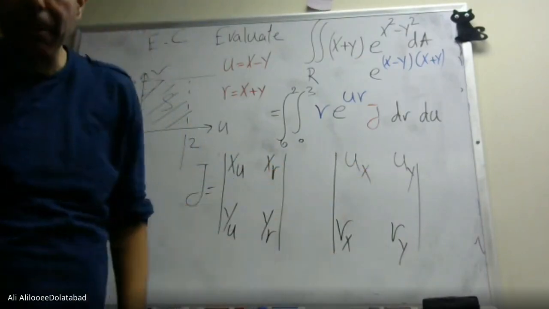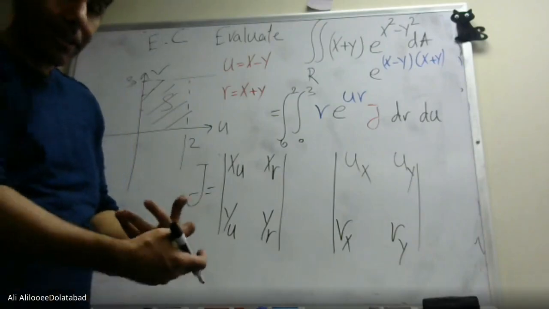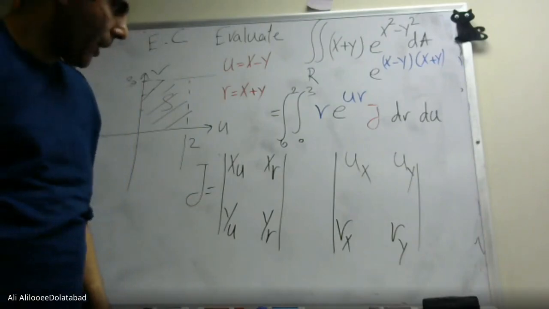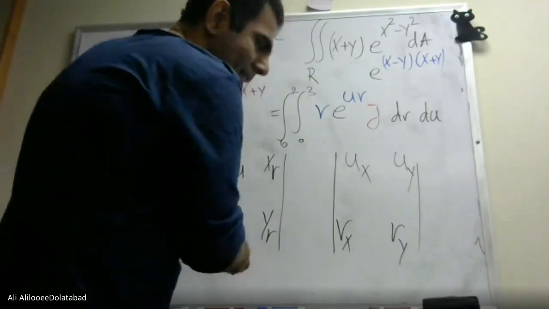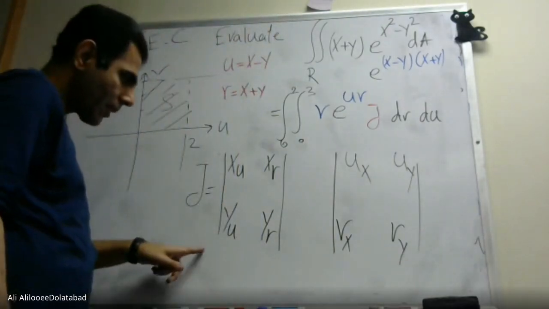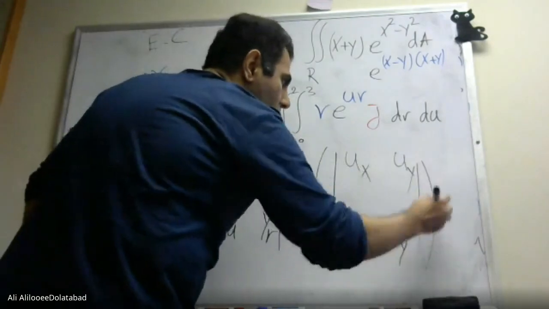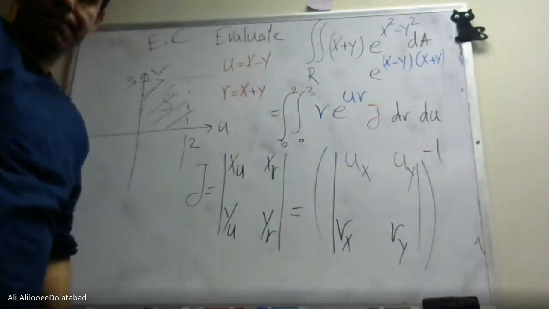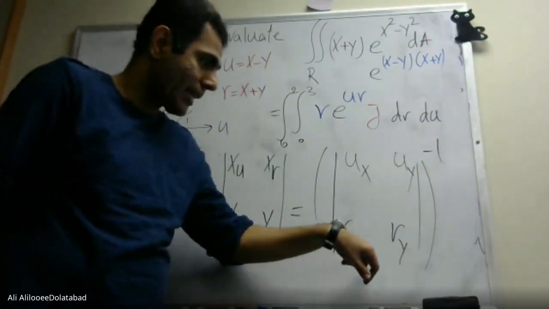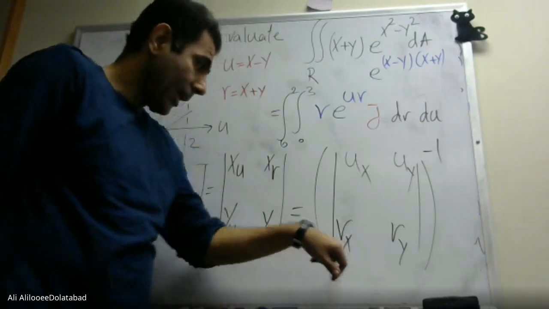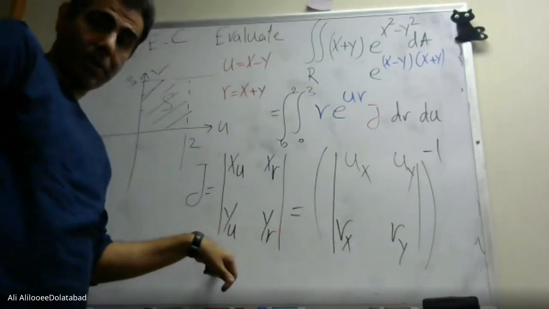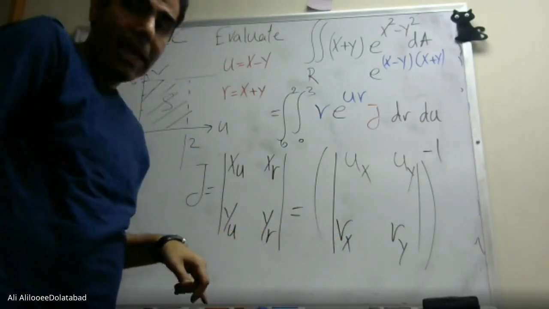Are they the same? No, but they are connected. So then what is the connection between them? Actually, this one is equal to this one to the power of -1. It means if you find the reciprocal of this, it will be equal to this one. Okay? So is it clear?